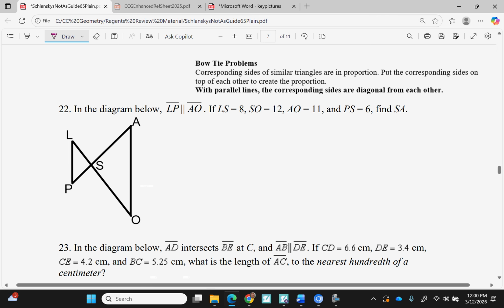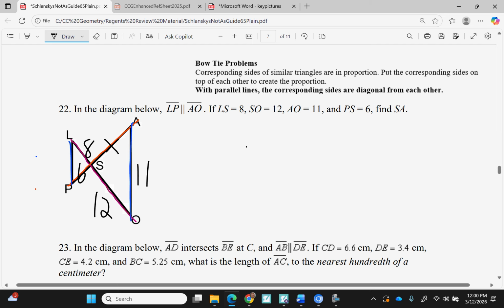So LS and SO are going to correspond. PS and SA are going to correspond. And LP and AO are going to correspond. Make sure you put an X on what you're trying to find. LS is 8, SO is 12, AO is 11, PS is 6, it wants SA.